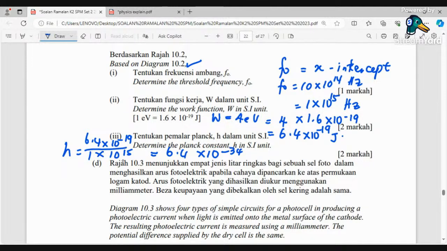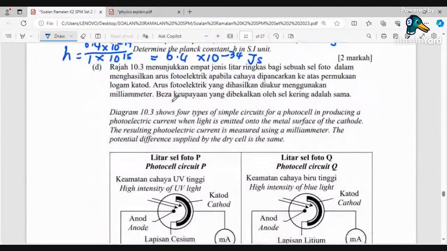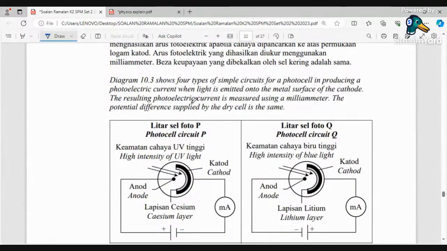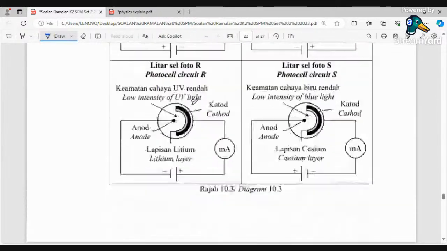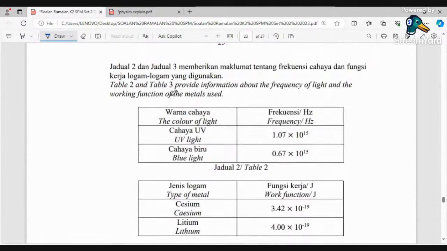Okay, ini Joule, ini Hertz ataupun second negative 1. Jadi Joule second. Okay, itu berdasarkan unit kalau kita ambil daripada graph, kita dapat unit tu. Okay, ini saya tulis kat sini, sepatutnya tulis kat space tadi lah. Okay, soalan D, there are 4 type of simple circuit for photocell producing photoelectric current. Okay, potential difference are same. Okay, sama soalan. Table 2 and table 3 provide information about frequency of light, working function of the metal.